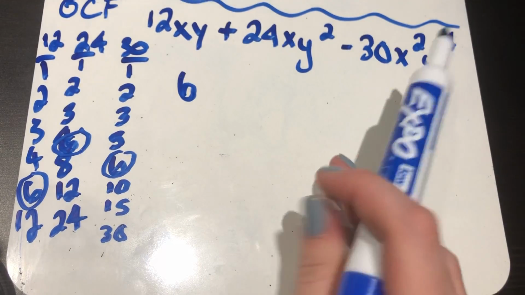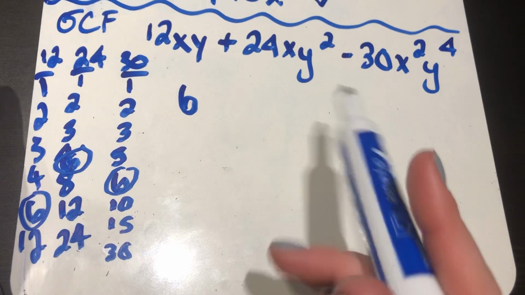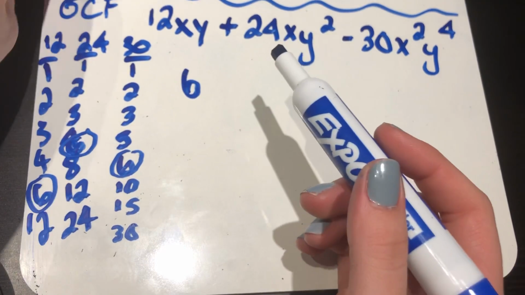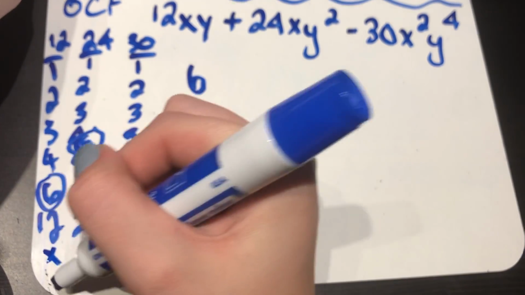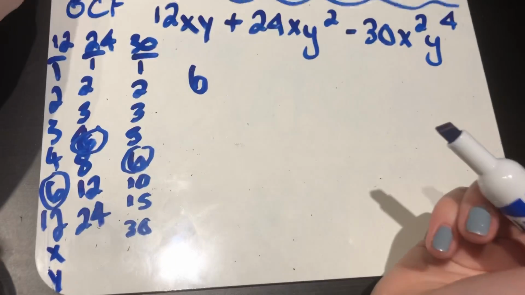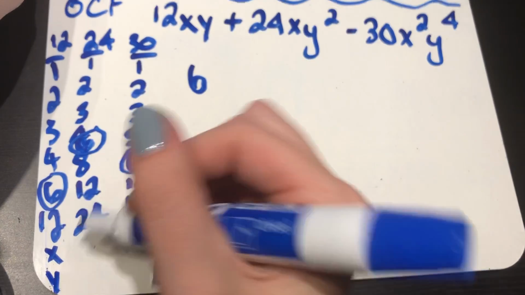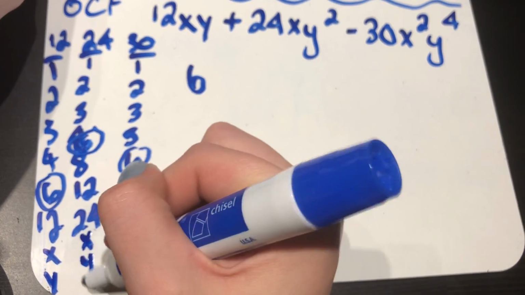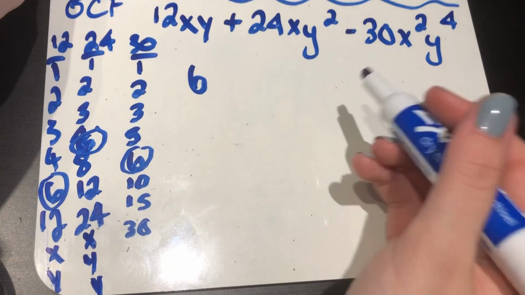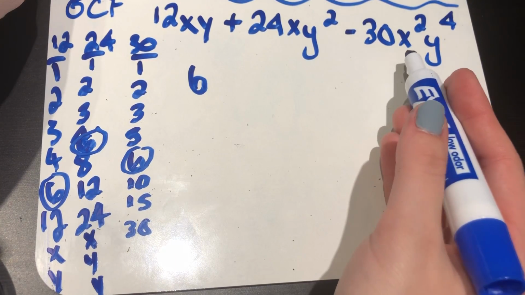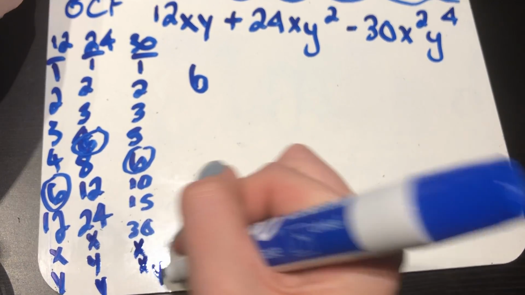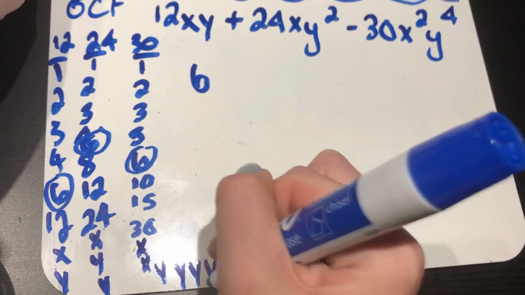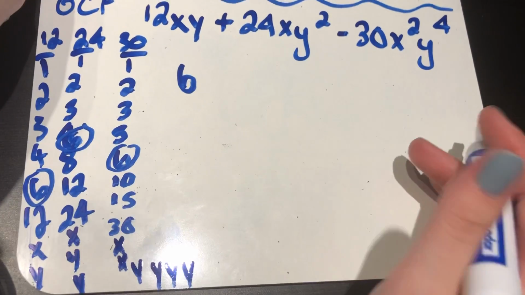Now let's look at the variables here. So for 12, I've got an x and I've got a y. For 24, I have an x and 2 y's. And for this one here, 30, I've got 2 x's and 4 y's.